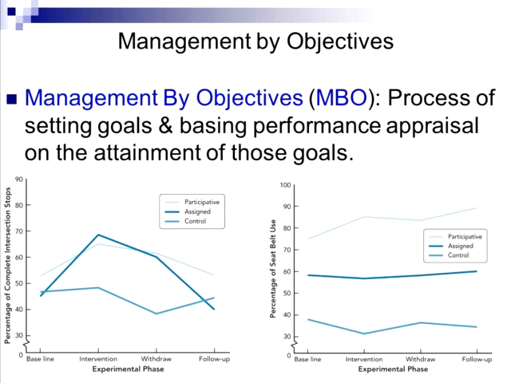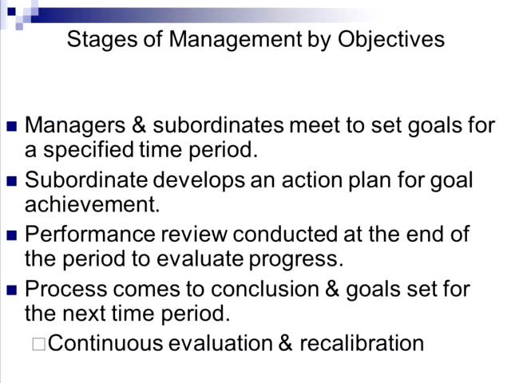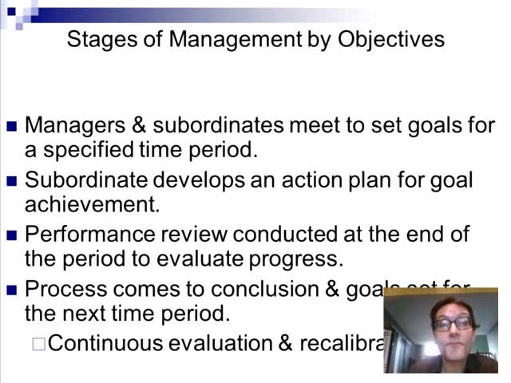Management by objectives is the process of setting goals and basing performance appraisal on the attainment of those goals. Managers and subordinates set goals together; they meet to set goals. The subordinate ultimately develops a plan for how to achieve the goals. So the manager and subordinate get together and say, in the next month, this is what I need to happen. The subordinate says, this is how I'll make it happen.